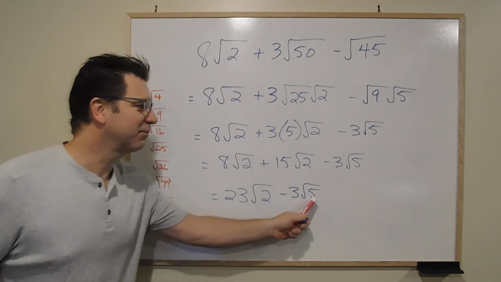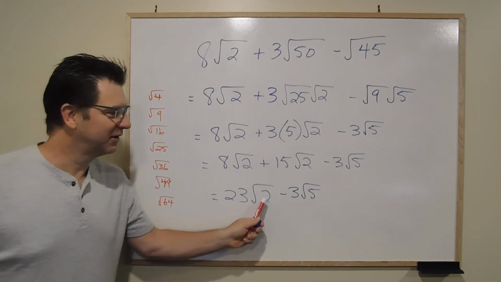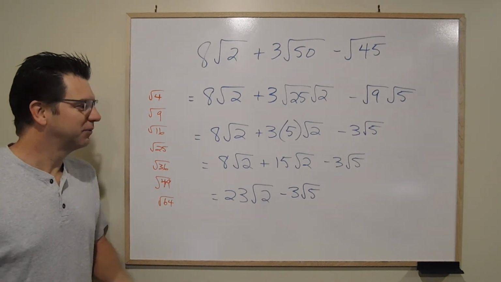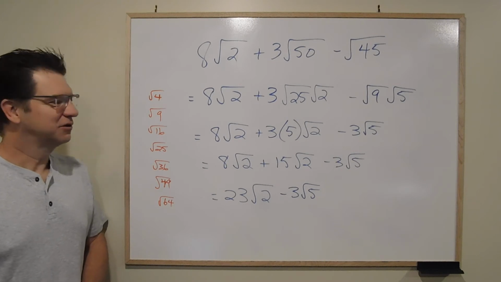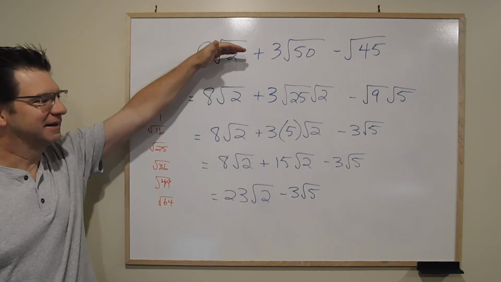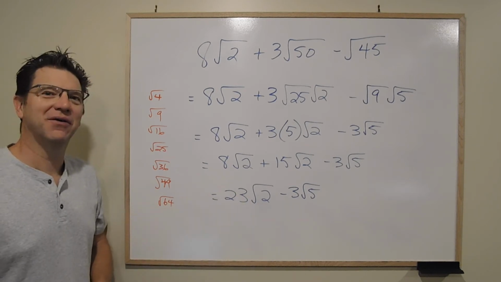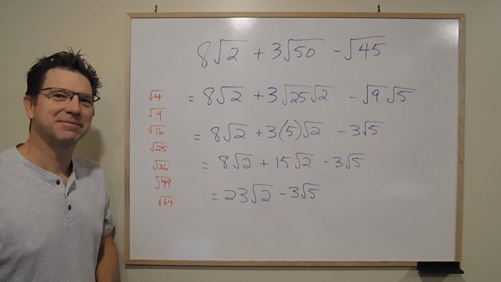We cannot combine these because this 2 and this 5 inside the root are not the same. So we're done. You're like, it's still not really simple. It's still a bit of a mess, but that's as far as you can go. And then we're done with that one. Let's look at B.